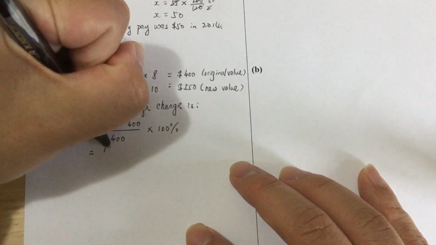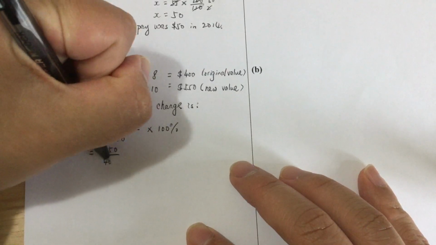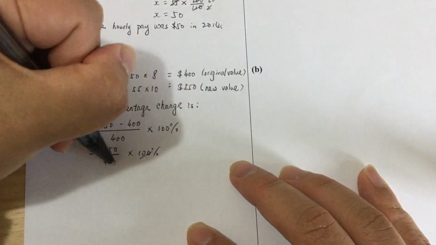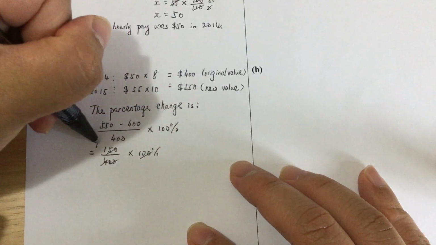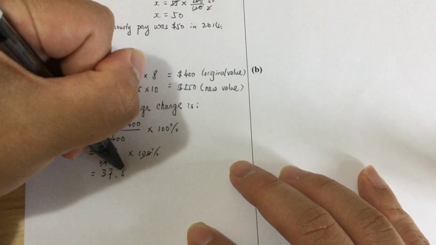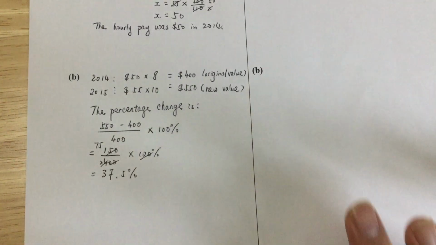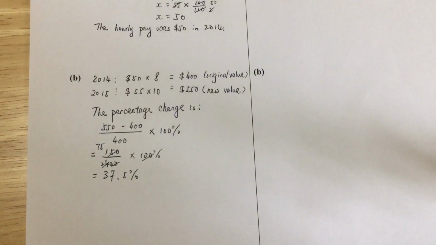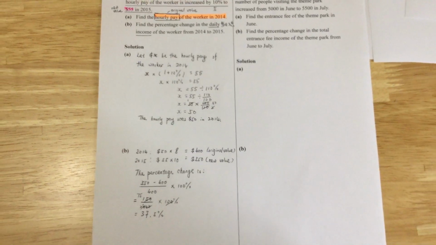And then we can do the calculation. 150 over 400 times 100%. Cancel the 0s. 4 into 75, this is 75 over 2, so you only have 37.5%. This is an increase. Okay, so you finished part B. I will show you the whole picture of these questions.